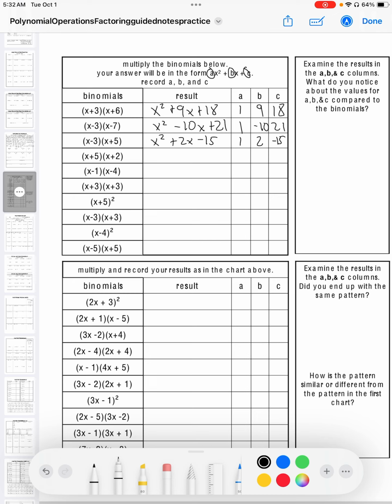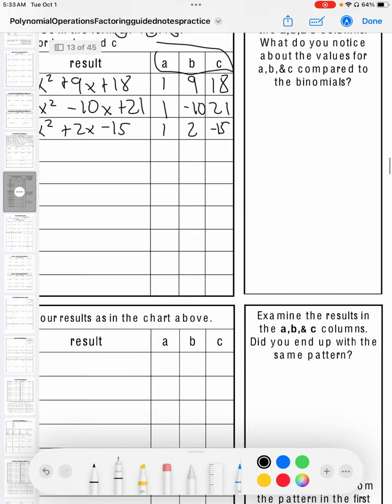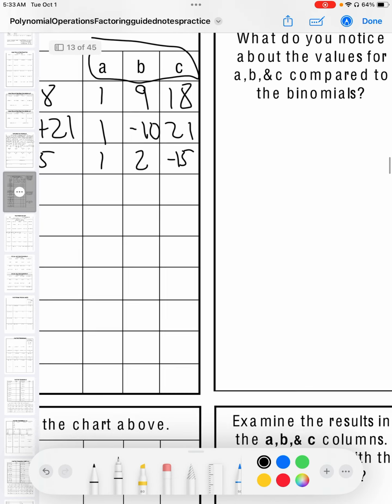The important part for this section is what's on the side. It says to examine the results in the A, B, and C columns, and what do you notice about the values of A, B, and C compared to the binomials. So it's asking you essentially to look at these numbers and see what you can notice about them. This can be pretty tricky to think about, but I'm going to help walk you through it so that you can see the pattern that is happening here.